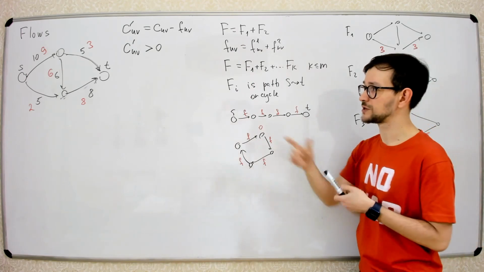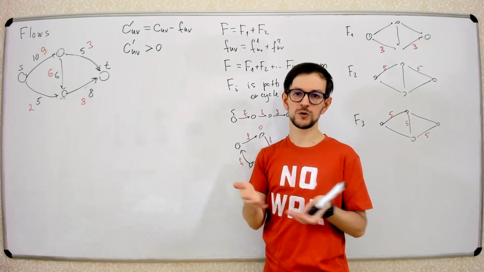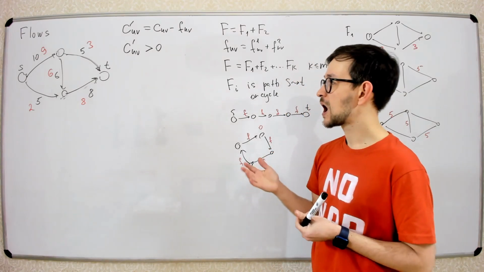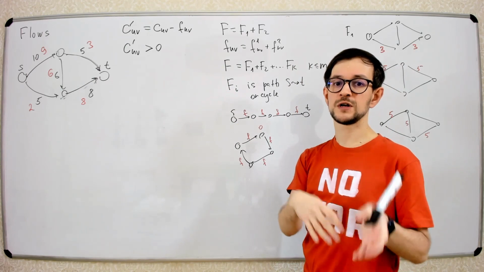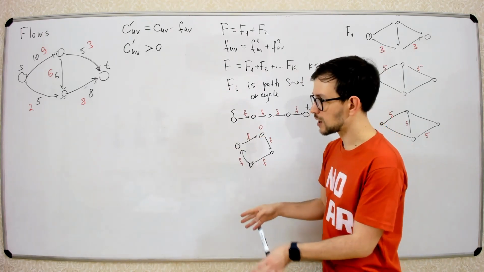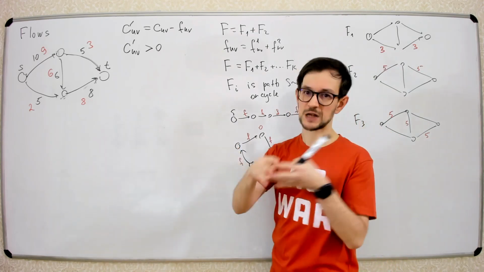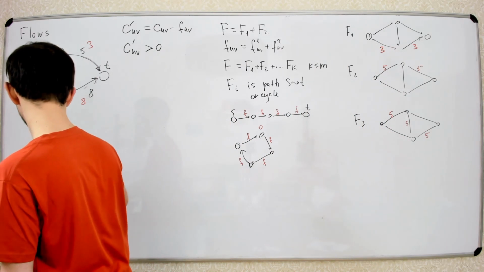So let's try to build it for this graph. For example, again, we have some graph, we have some network. It's called network in this theory. So we have some network, we have some flow. Let's build the residual network of this flow. How is it done? You build the same network. So you have the same 4 nodes.